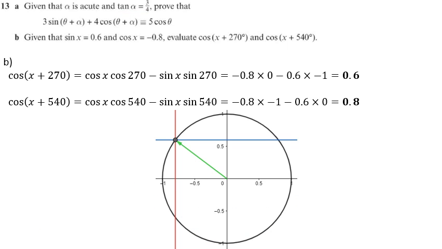And now for part B. It's not too complicated, part B. Just put it straight up on the screen. You've got cos of x plus 270. We break apart in the usual manner, and things cancel, and we end up with a 0.6. I'm using the fact that I know cos 270 is 0, and I know that sine 270 is -1.